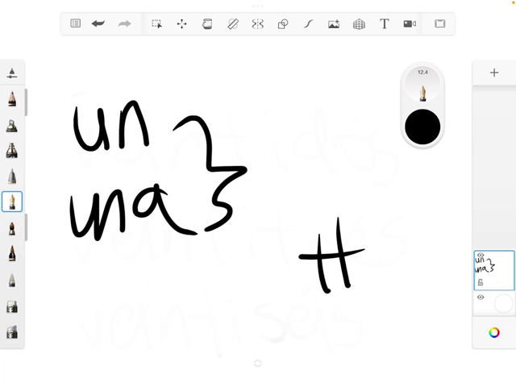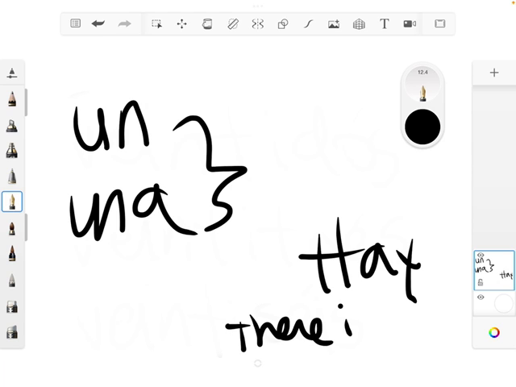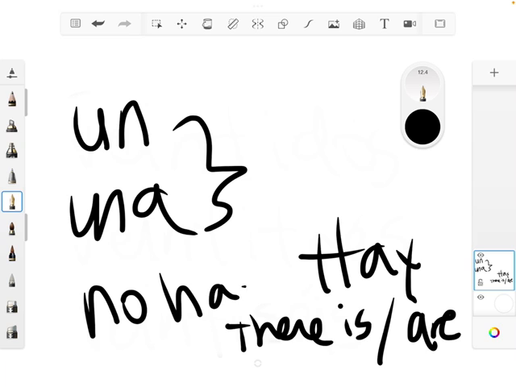That's how you say that. Hay means both there is and there are. Okay? We're going to use hay to ask is there or are there. Okay? And then we're going to use no hay to express there is or there are not. So here are the examples we have. ¿Hay chicos en la fotografía? No, no hay chicos. ¿Cuántas chicas hay? Hay 3.